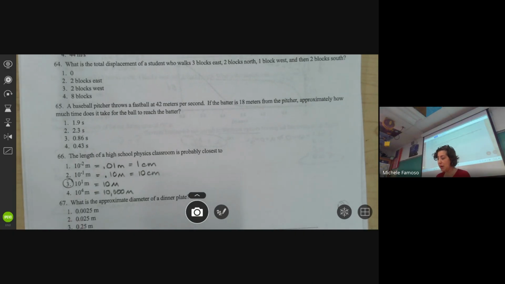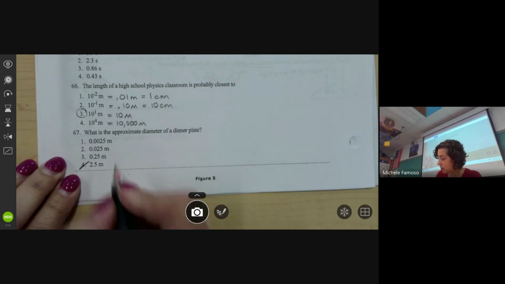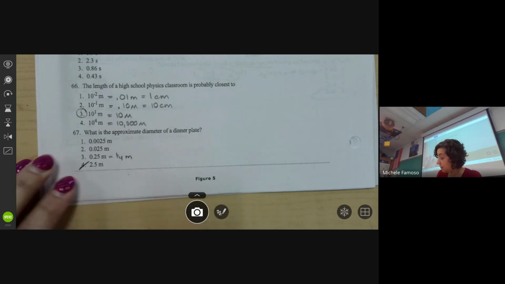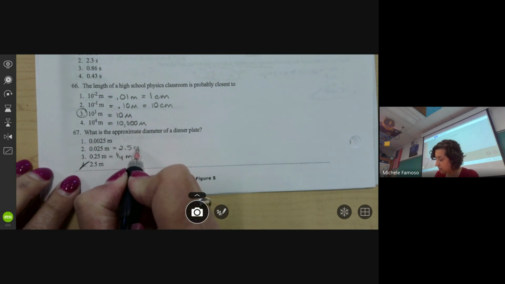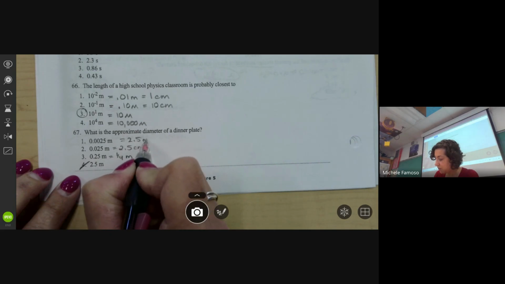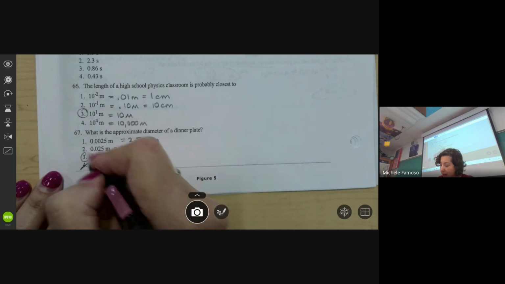Now, what's the approximate diameter of a dinner plate? Show me with your hands, Kiara, how big a plate is. So it's less than a meter. Let's look at these. This is more than a meter. That's out. This is the same thing as a quarter of a meter. 0.25 is a quarter. This would be the same thing as 2.5 centimeters, and that's 2.5 millimeters. How much of this stick is a dinner plate? About a quarter. Choice 3.